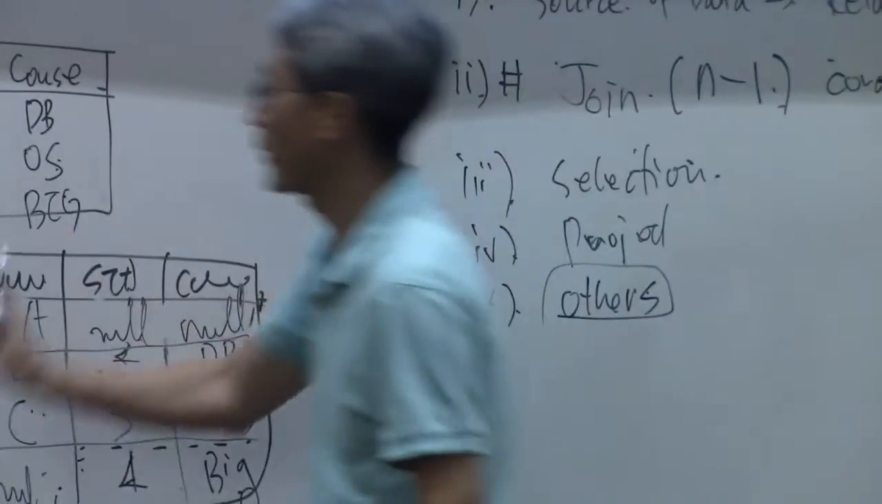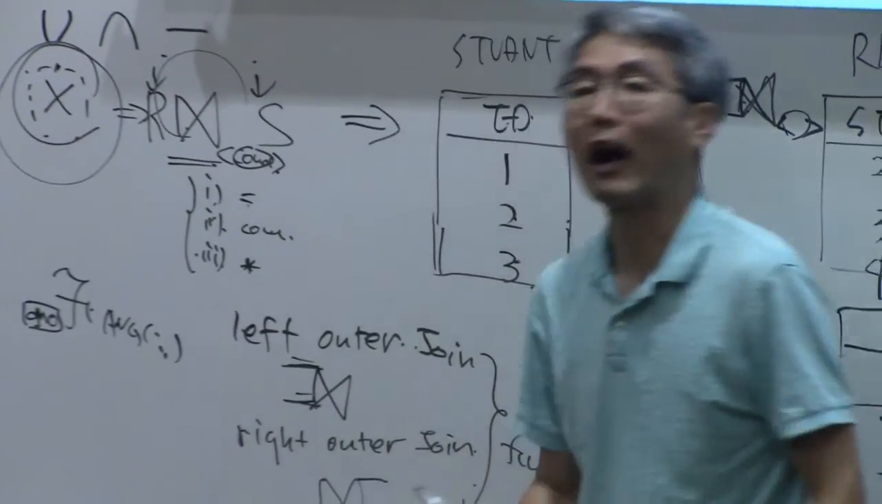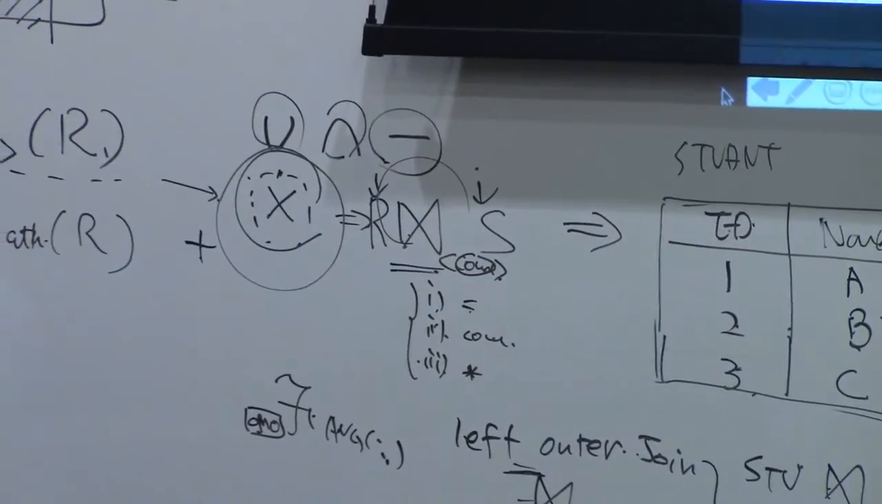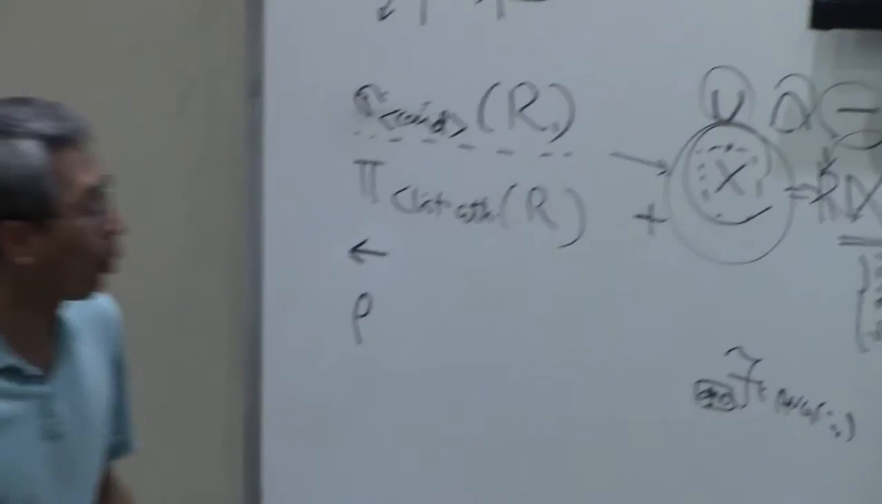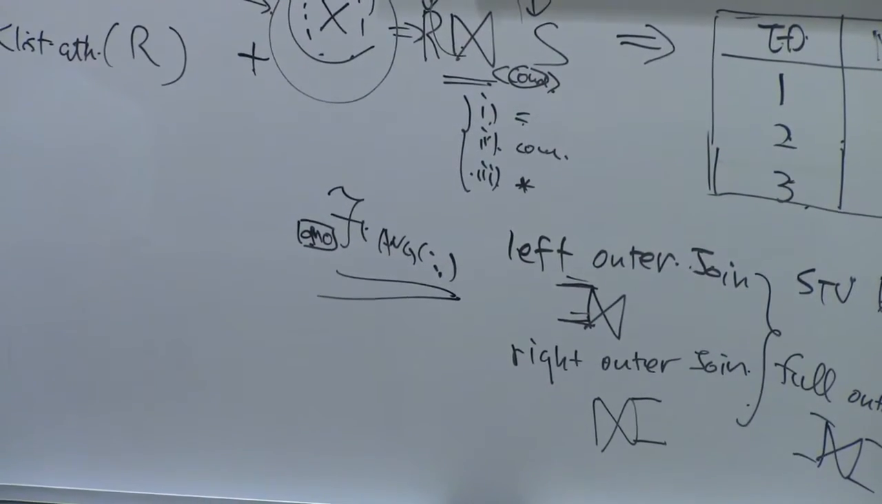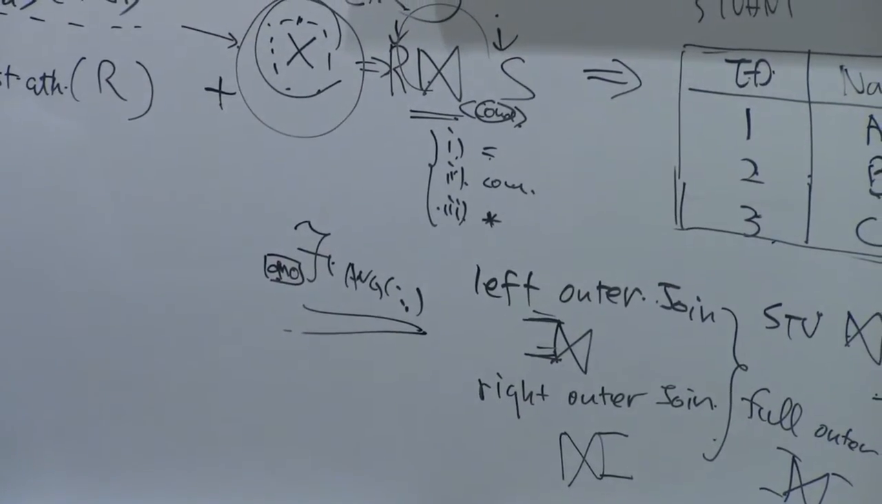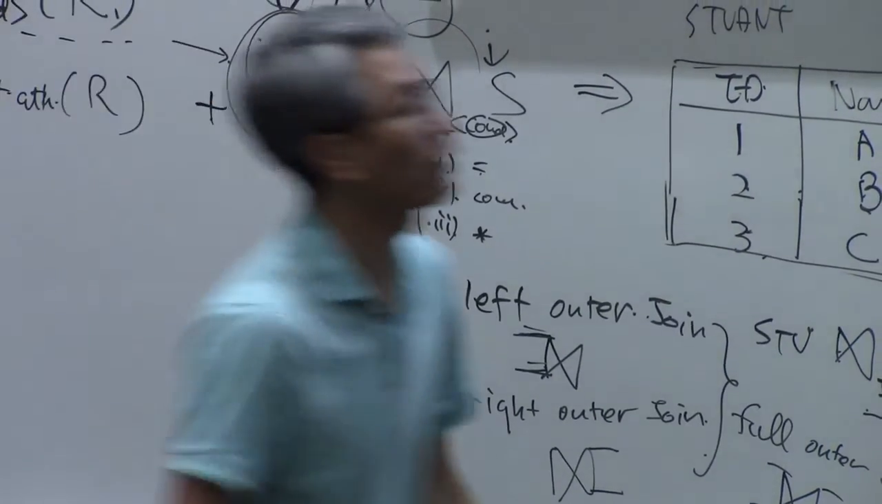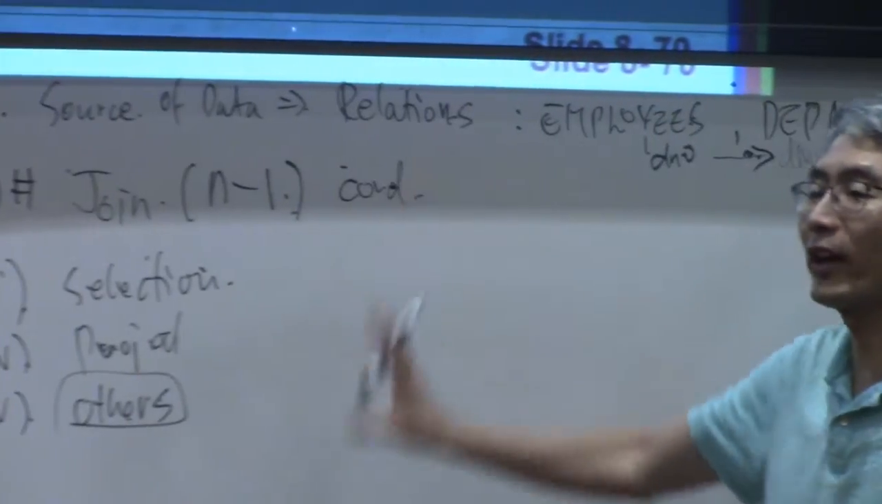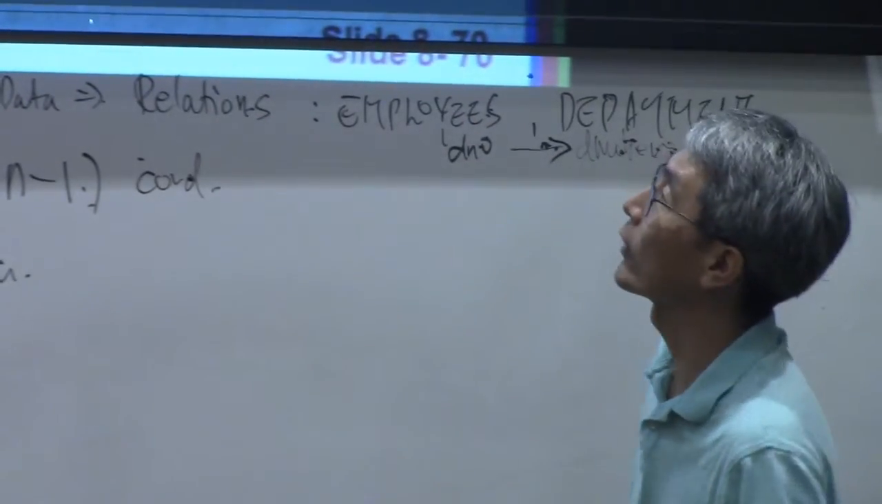Consider other operations, like whether we need the outer join, whether we need a combination of multiple set operations, and whether we need the group by, such as the aggregate function. Okay, so these are just my suggestions. So this is the standard way to find your relational algebra expression.